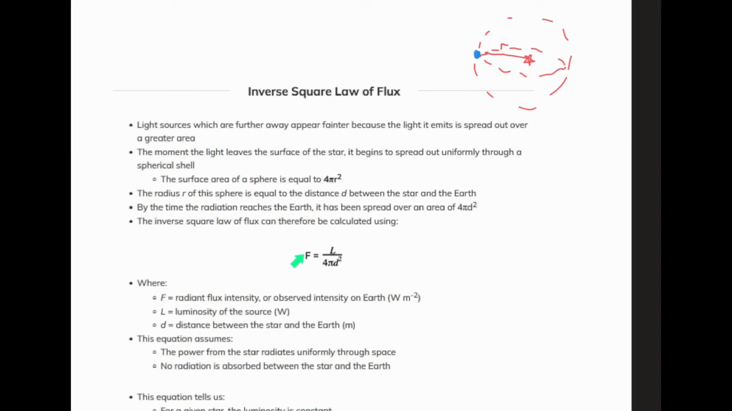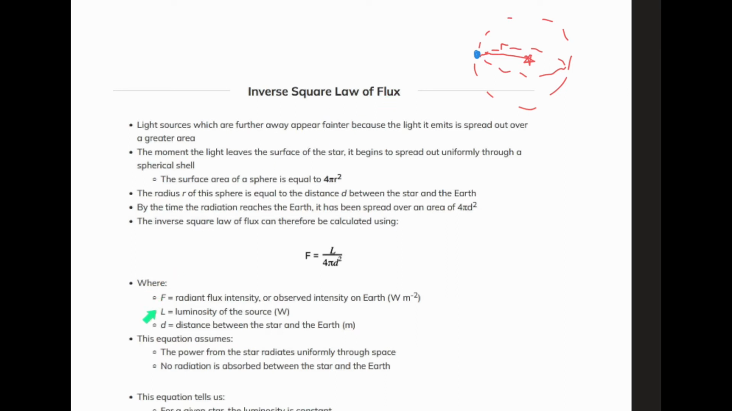So that's why I said the scientists can find this out, and then there is a way to find out the luminosity. At the end, you can count the distance by using this formula, and this formula is called the inverse square law of flux. Okay, so let's see the definition.